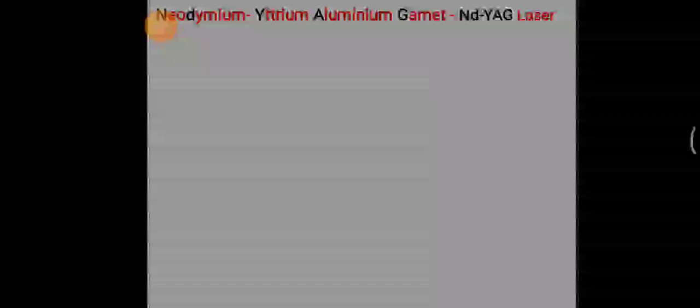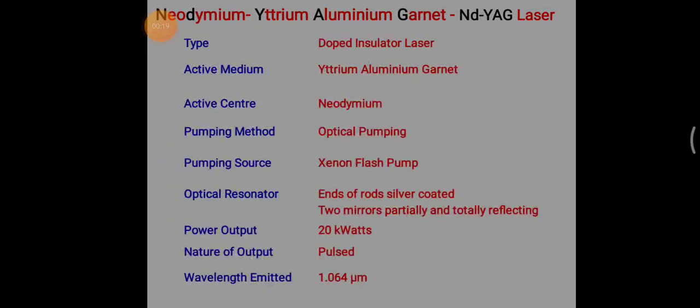Now discuss the Nd-YAG laser, that means neodymium, yttrium, aluminum, garnet laser. Now discuss the characteristics of the Nd-YAG laser. The type of laser is a doped insulator laser, that means a solid state laser.